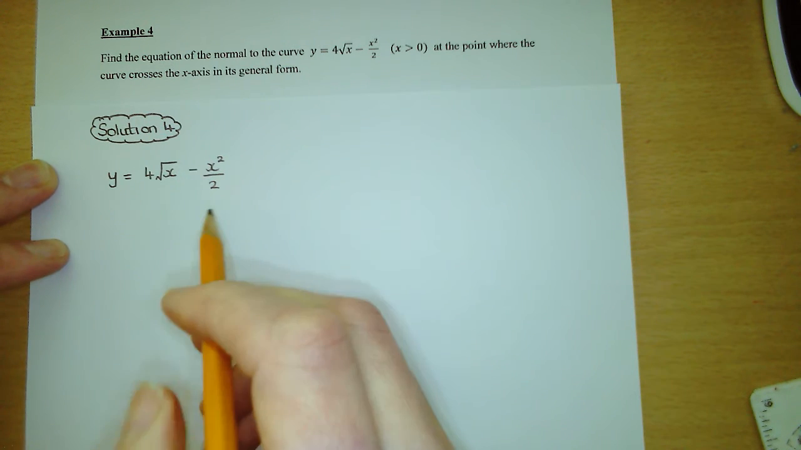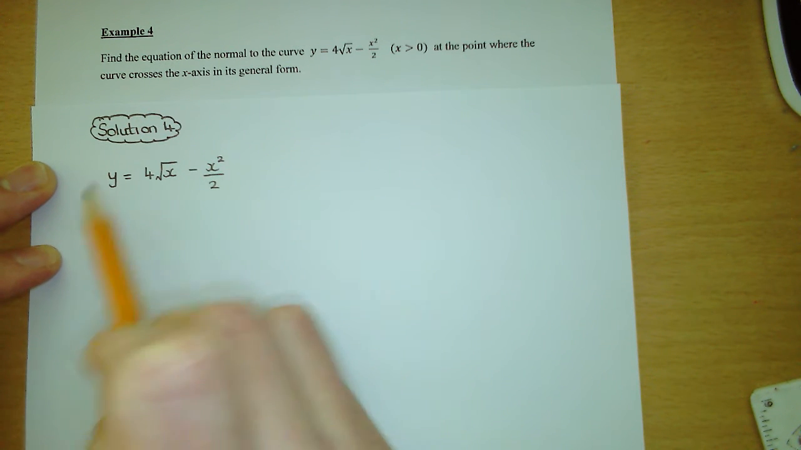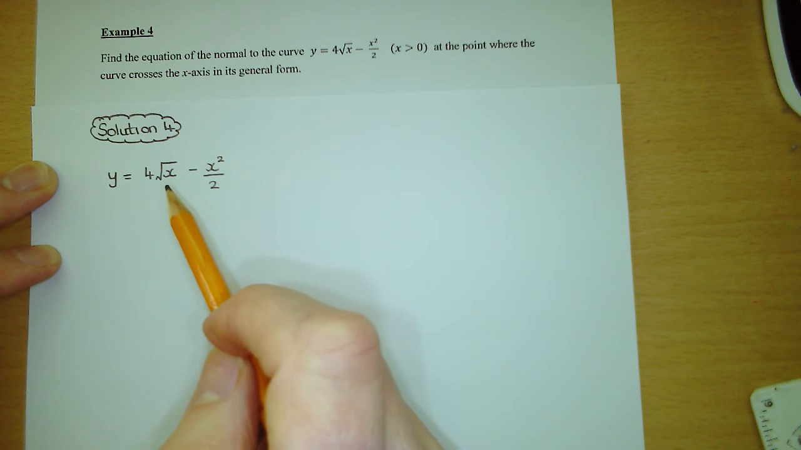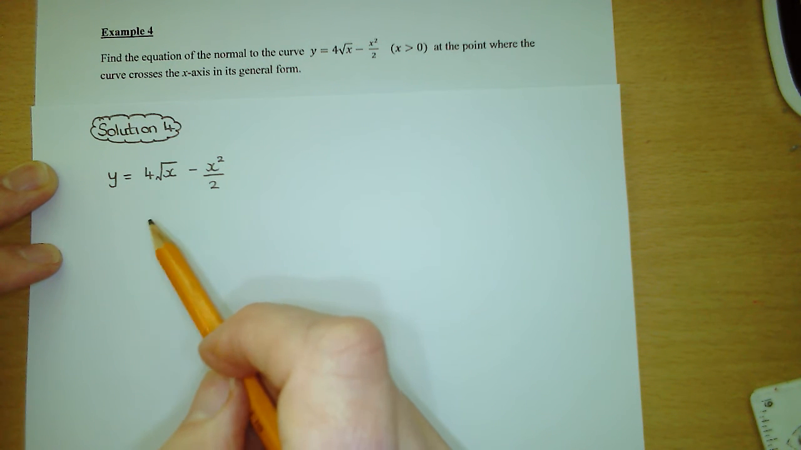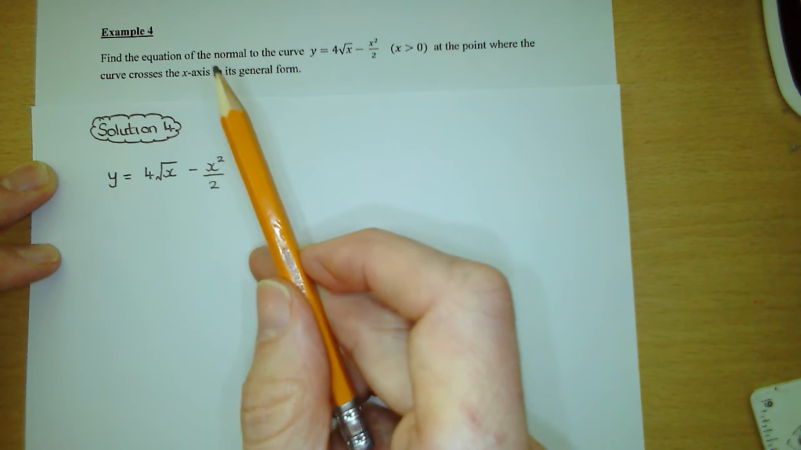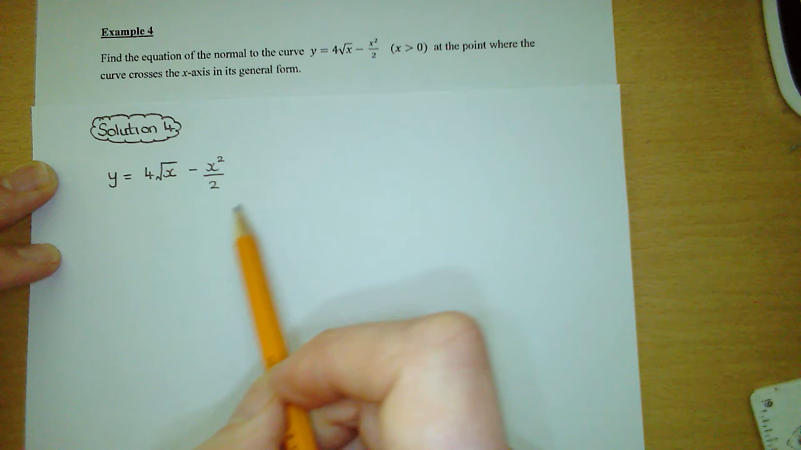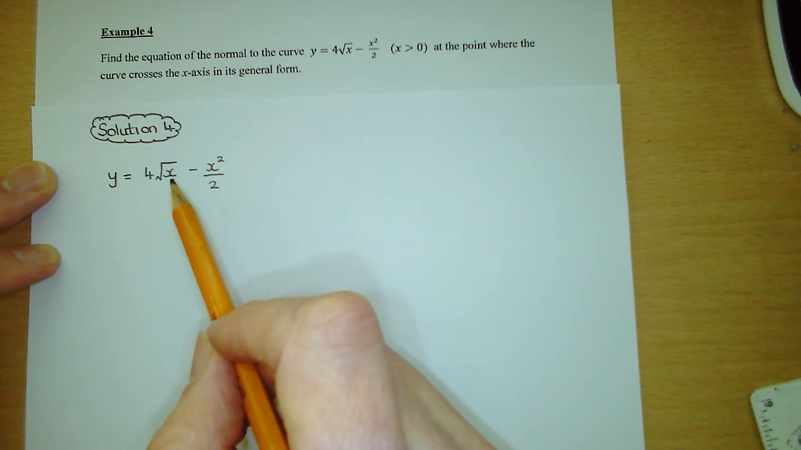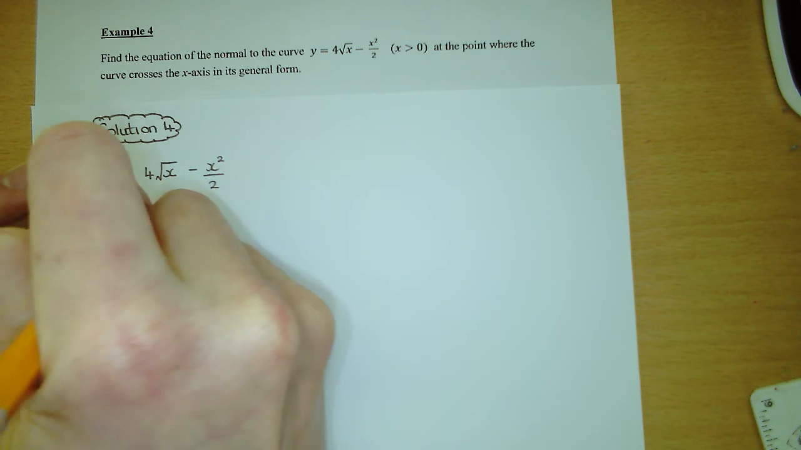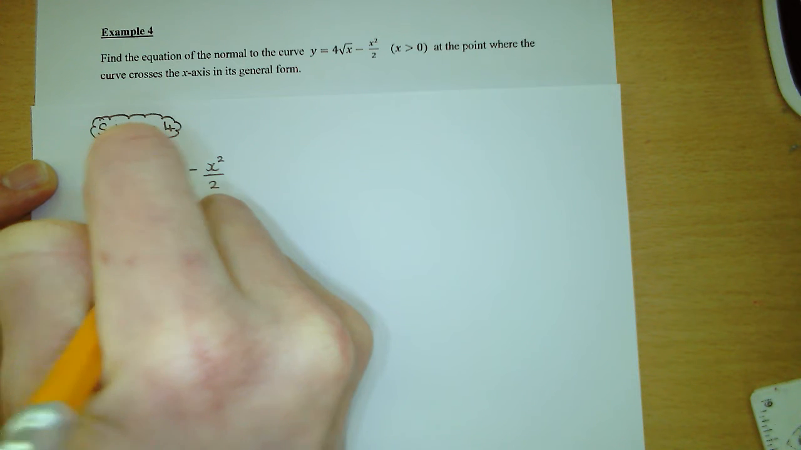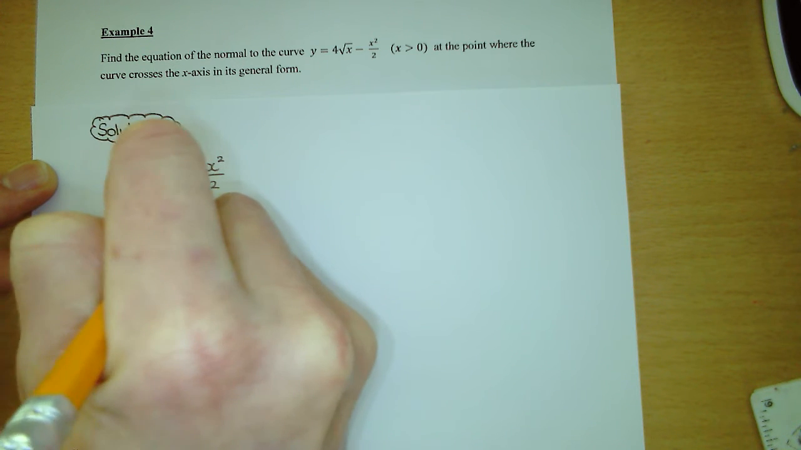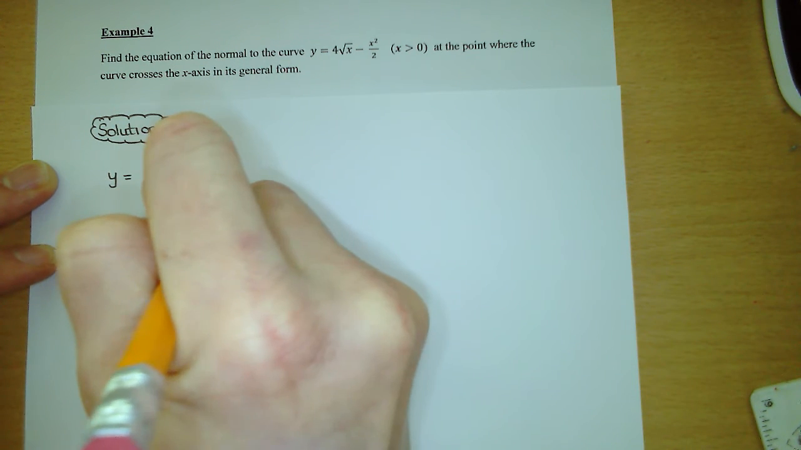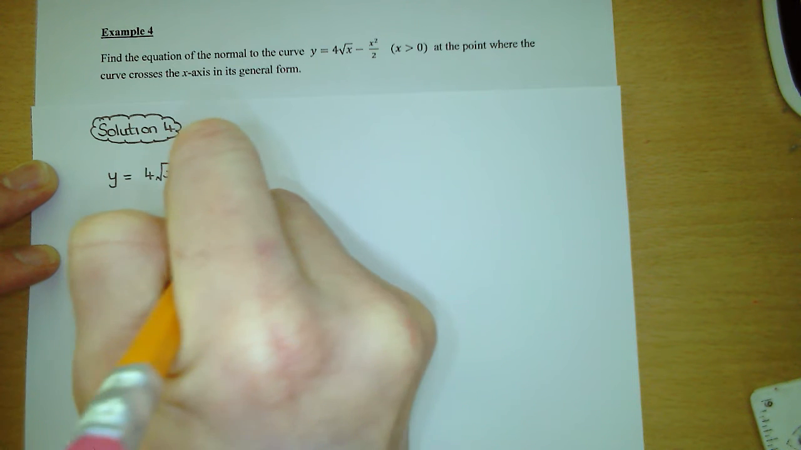So we've got our curve. We are going to have to differentiate this at some stage to get the general gradient of the tangent, and then get the actual gradient of the tangent, and then use that to get the actual gradient of the normal. So we're going to prepare it for differentiation. There's a root there that we need to get rid of. So I'm just going to rewrite it as 4x to the power of a half, and then minus x squared over 2, or a half x squared.